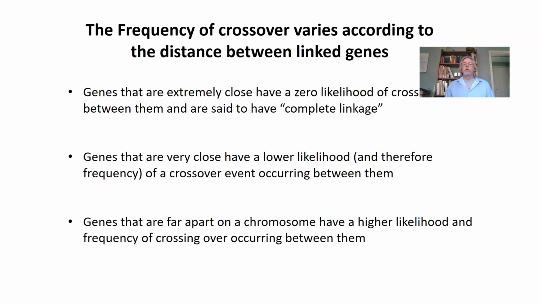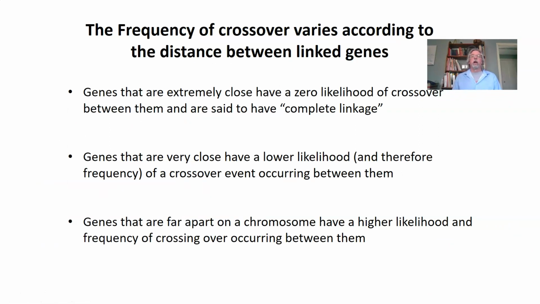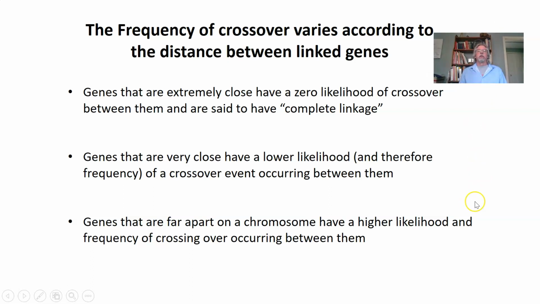All right, so here's a feature of crossing over and the frequency of crossing over. For two linked genes displaying incomplete linkage, the frequency of crossover varies according to the distance these genes are on the chromosome. So crossover frequency correlates with the physical distance between a pair of genes.